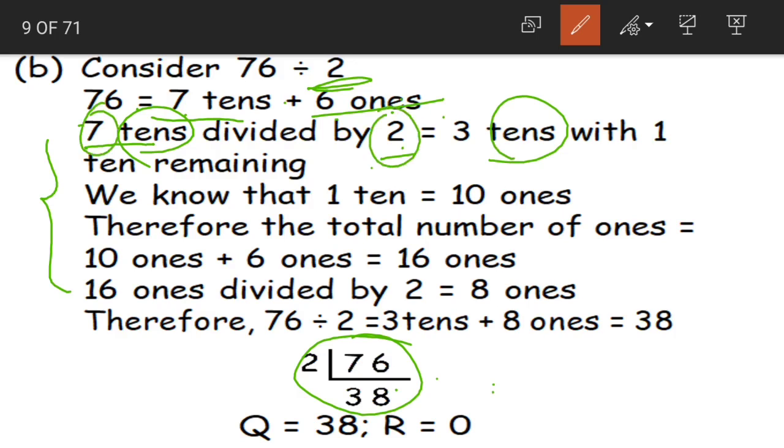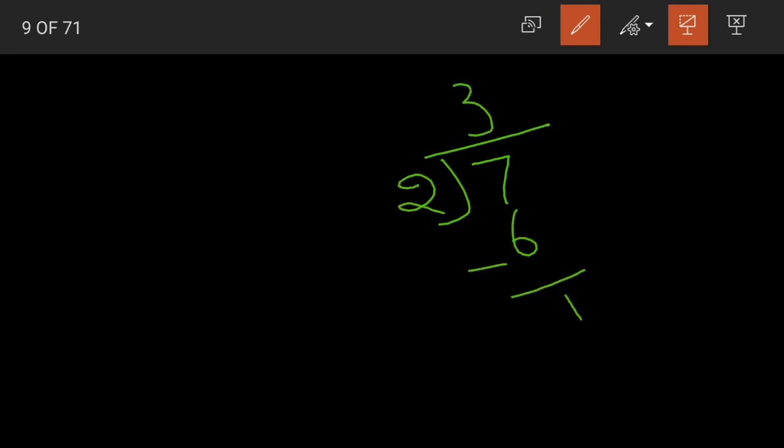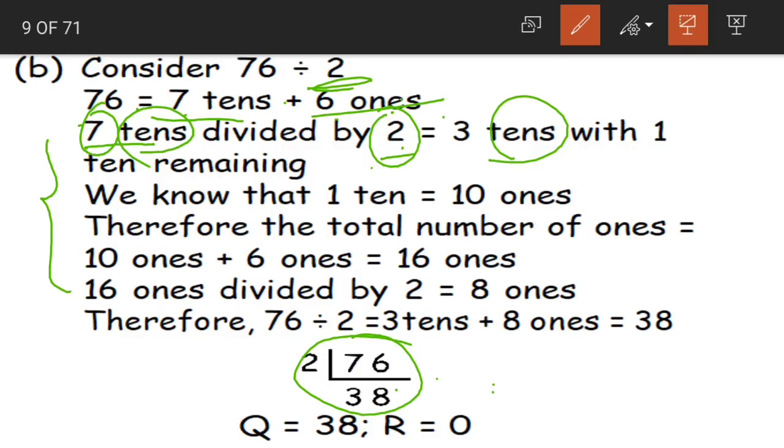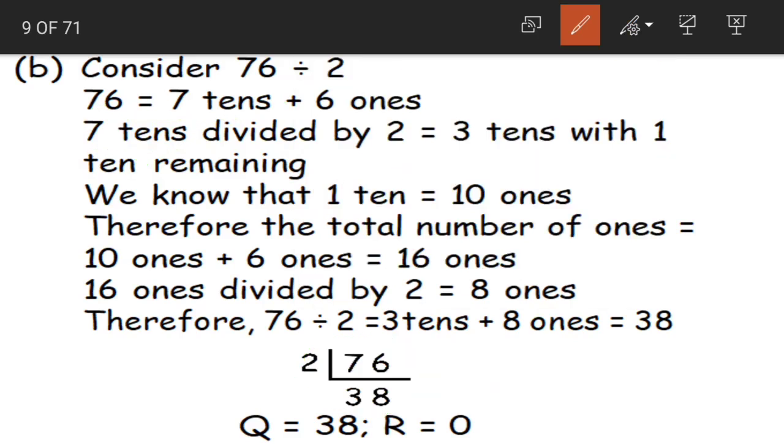7 by 2. When we divide 7 by 2, we have 2 threes are 6 and then we have 1 remaining. We have 3 tens and then 1 ten is remaining. Yes, we have 3 tens and 1 ten is remaining. Now what can we do with this 1 ten? After tens, what do we have here? Ones. So the tens part is already done. Now what to do with the tens? We need to regroup these tens into ones.